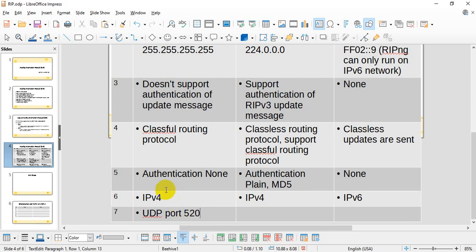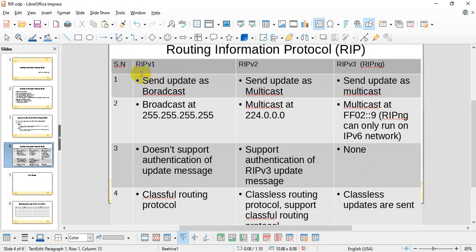In RIP version 2, it also uses UDP port 520. As we know, both RIP version 1 and version 2 use UDP port 520. But in RIP version 3, RIPng, it uses UDP, but port 521. And this is the difference between RIP version 1, RIP version 2, and RIP version 3.